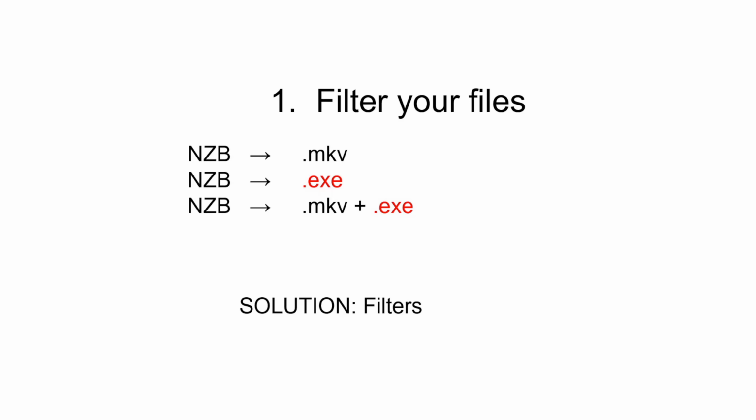And the way you counter that is to have filters. Filters are a way for SAB to automatically detect if what you're downloading is part of your expectation, and if it's not, it's automatically either paused or failed.